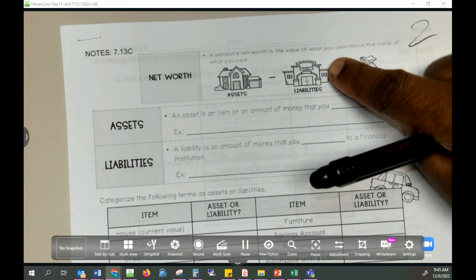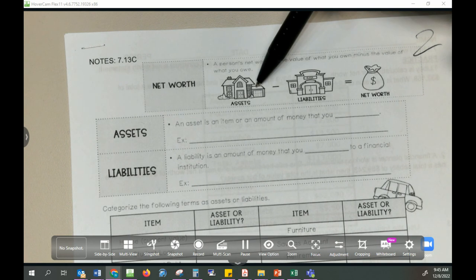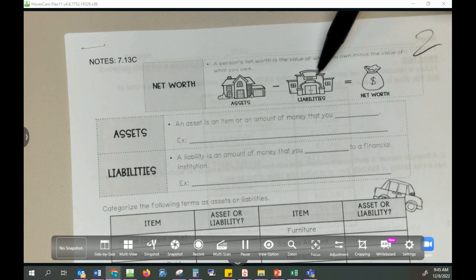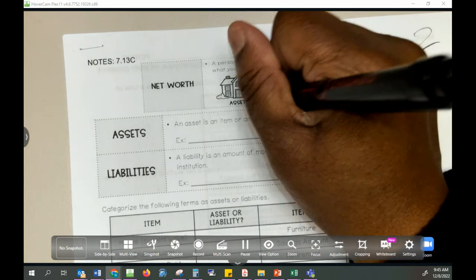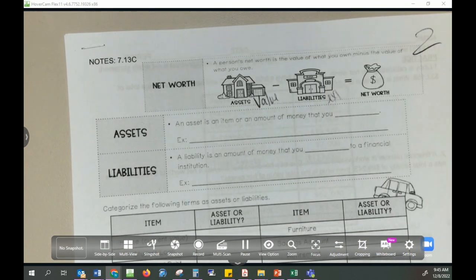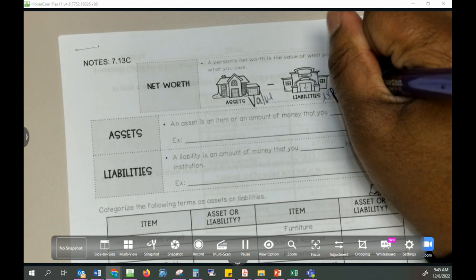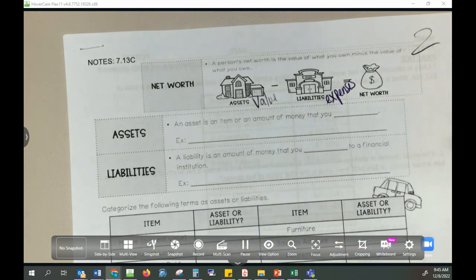All right, so we're talking about net worth. Net worth is talking about when you have assets and you subtract your liabilities. That's how you will get your net worth. So, what does that mean and what does that look like? It looks like everyone is present today. Awesome. So, your assets are things that you own and that bring you value. Your liabilities are your expenses. And your net worth is what your value is after you have subtracted your expenses.